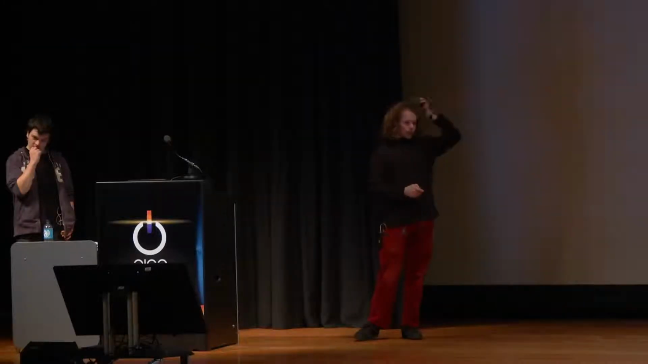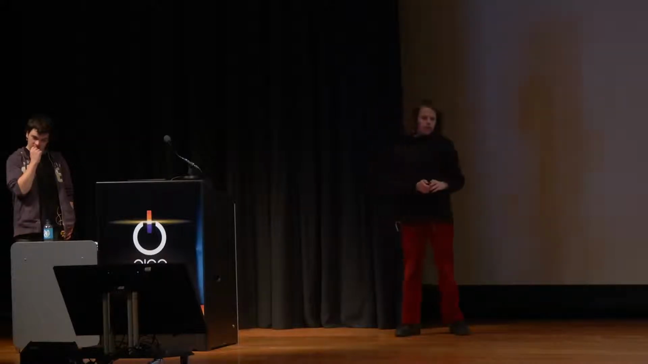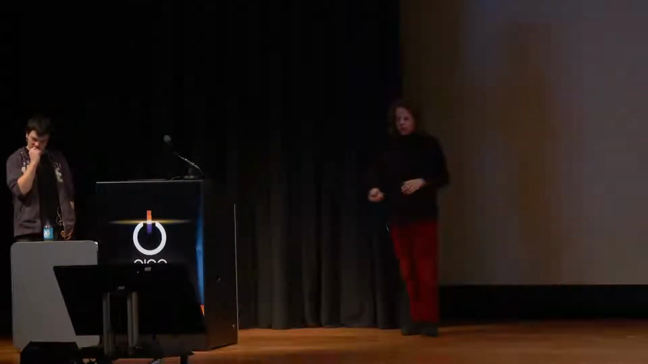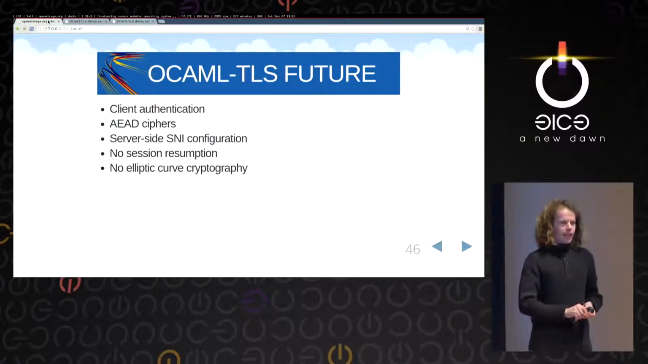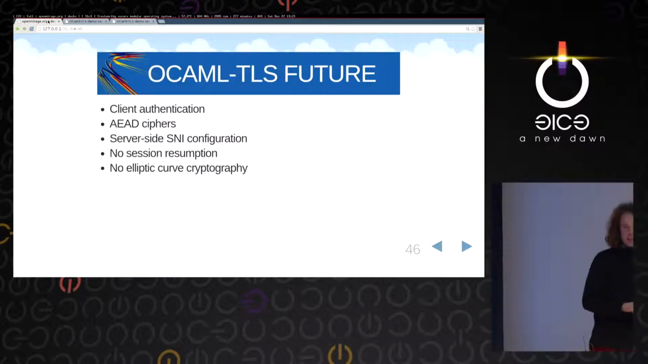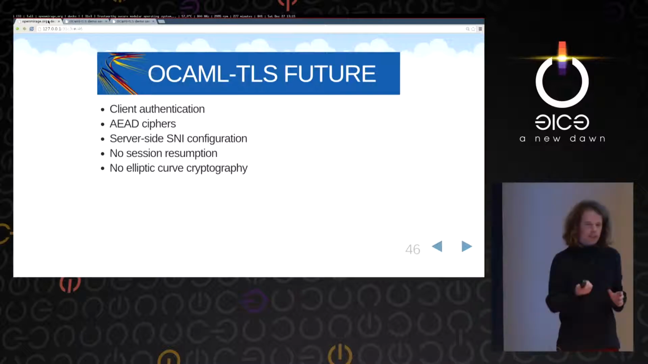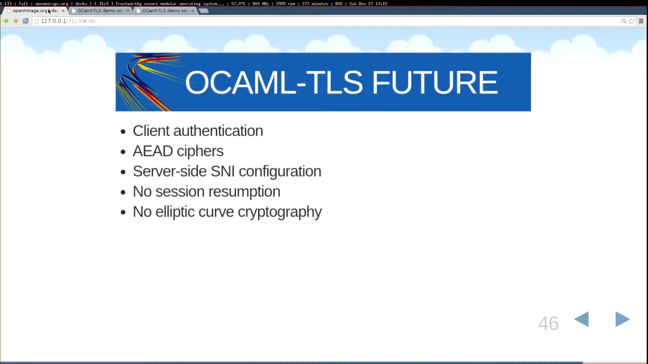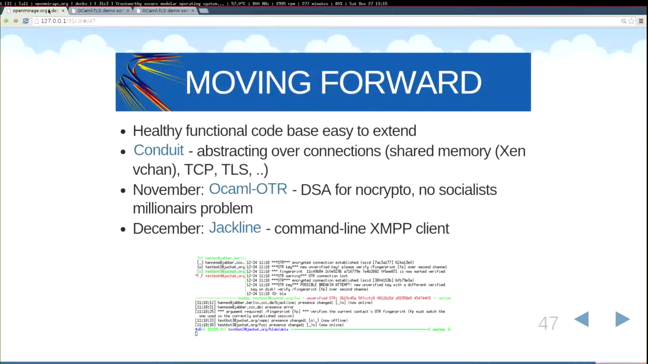And also, the interoperability here is shown for the server side, but the client side also works with various different stacks. What is the future? Well, we already have some preliminary pull requests for client authentication, AEAD ciphers, and server-side server name indication configuration. What we currently don't have code for is session resumption and elliptic curve cryptography. We might plan to do that or not. It's not that hugely important, I think. But we want to move forward.